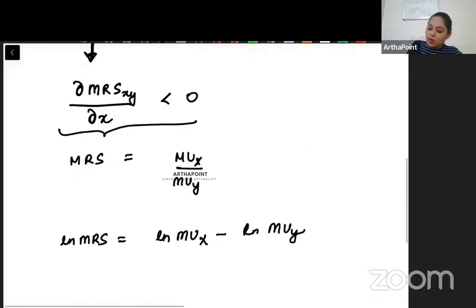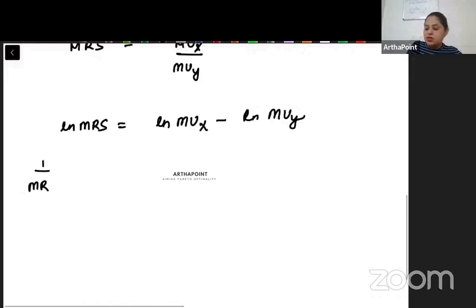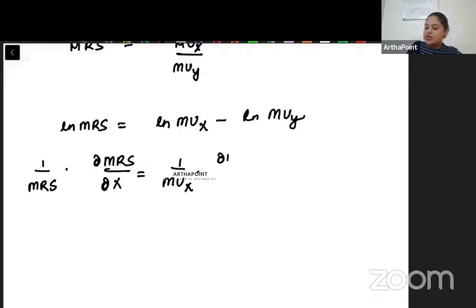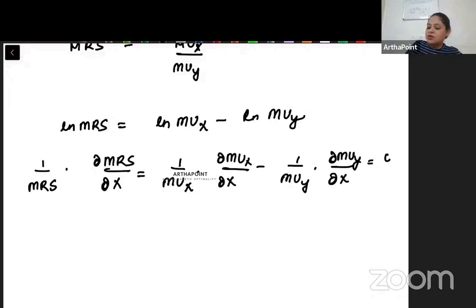So what will I do? 1 by MRS into del MRS by del X is equal to 1 by MUX into del MUX by del X minus 1 by MUY into del MUY by del X. This is my equation. I want this to be negative. One more thing: some students tend to put this as 0. That's incorrect. Just think about this.